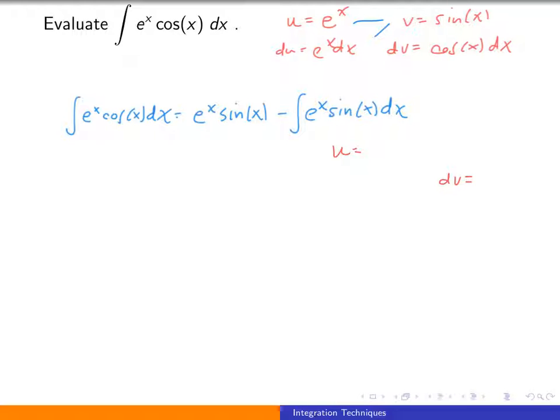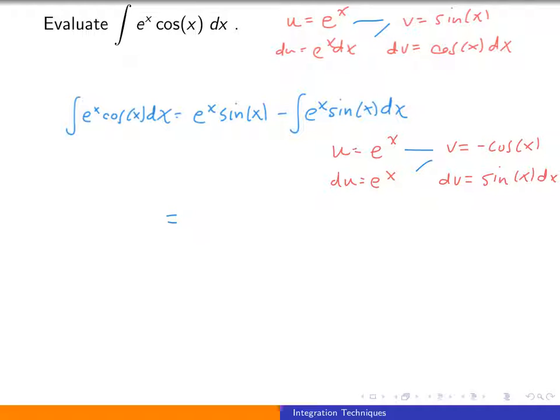And it's key here that we remain consistent with our choices. Whatever role e to the x played in the first integration by parts, it needs to play that same exact role in the second integration by parts. Otherwise, we will just end up undoing our work from the previous step. So in this case, v is minus cosine, and du is e to the x.